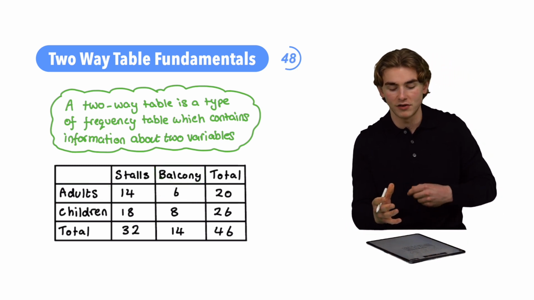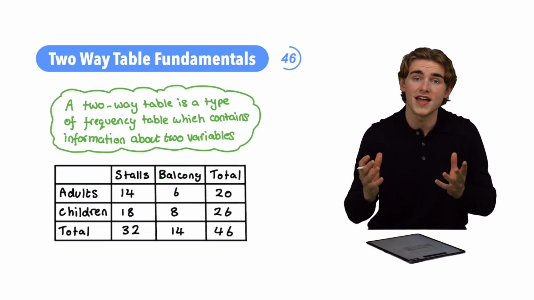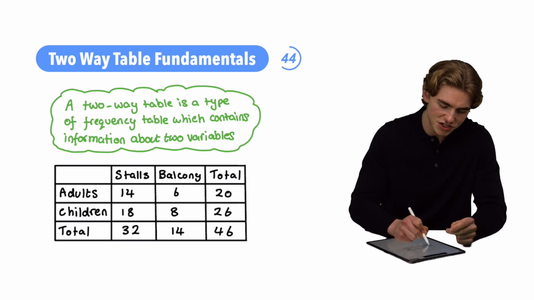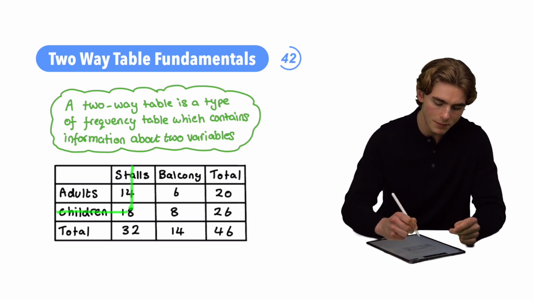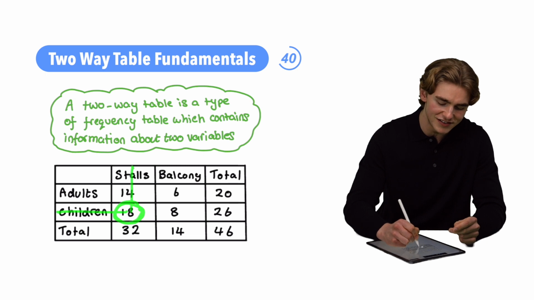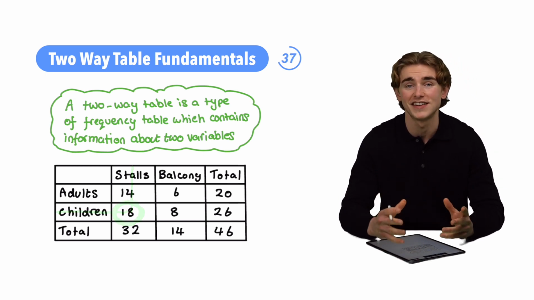Now, what about, for example, if we wanted the number of children who were in stalls? What we would do is we would go across the children's row and down the stalls column, and we would get to 18, telling us that there are going to be 18 children sitting in stalls.